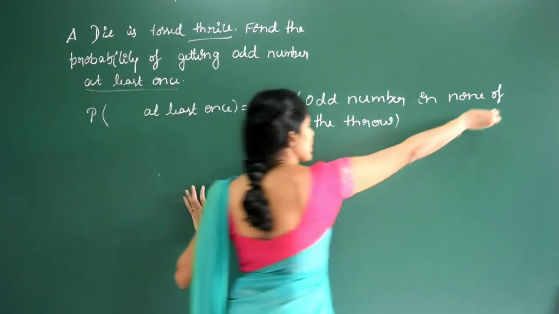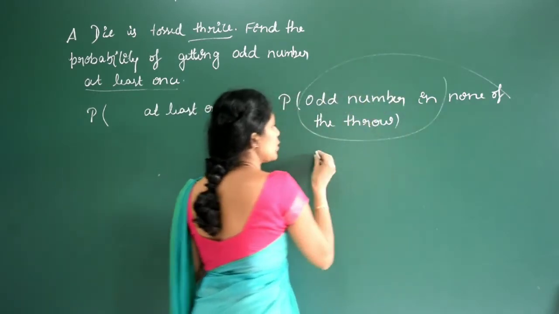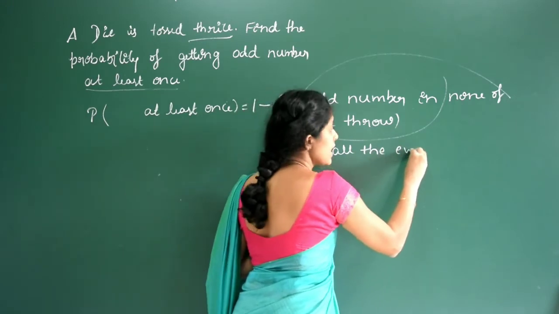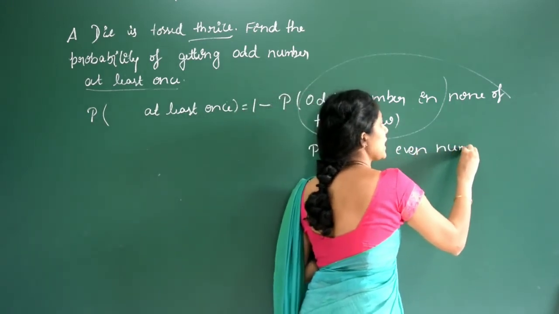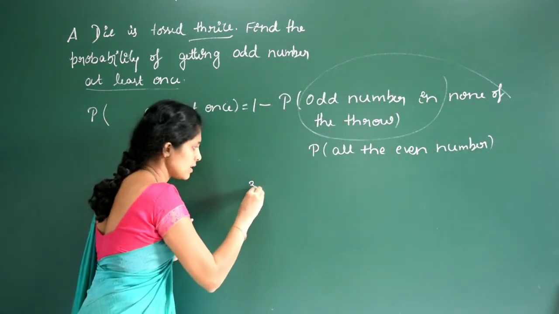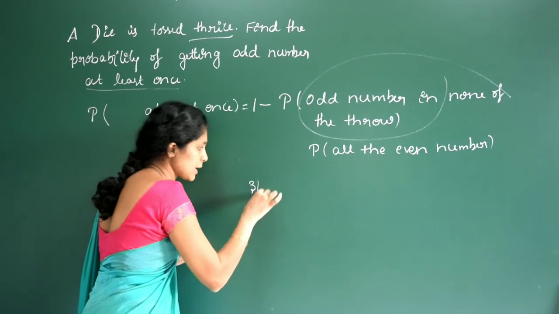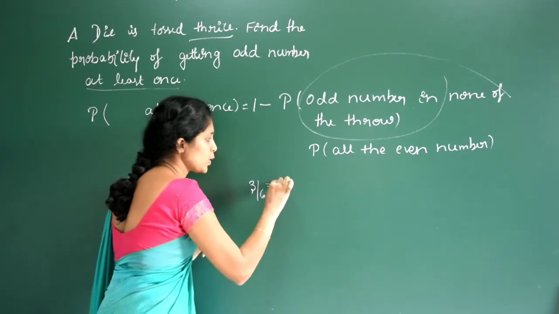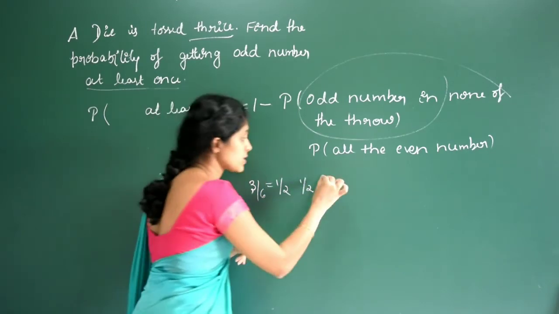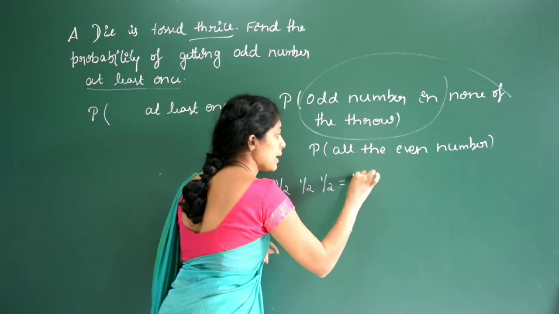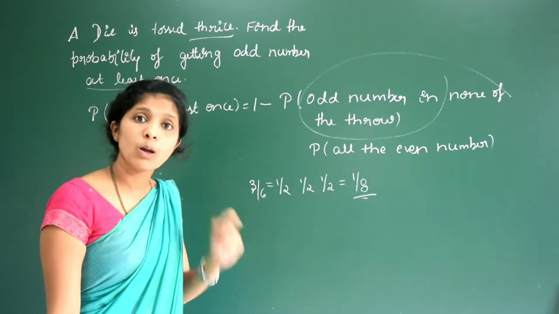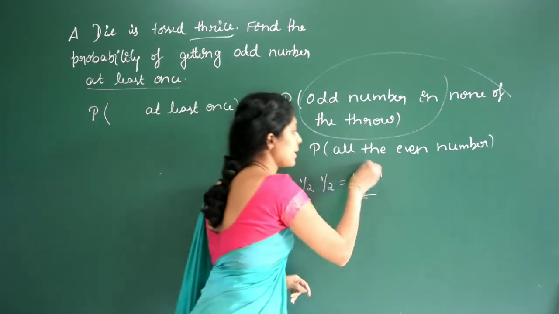In none of the throws is nothing but the probability of all even numbers, right? All numbers should be even. How many even numbers are possible? In one throw, the probability of an even number will be 3 by 6, so it is equal to 1 by 2. In the second throw it is also 1 by 2, right? In the third throw it is also 1 by 2. So this will be equal to 1 by 8. Is it clear? So the probability of getting all the numbers as even is 1 by 8.